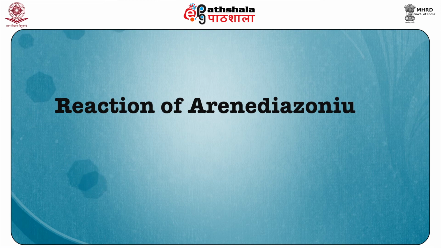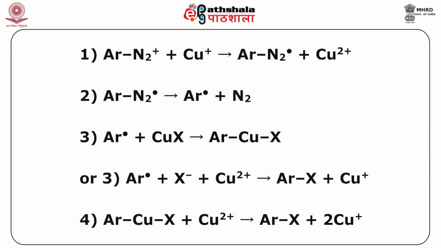Reactions of arene diazonium ions. The reactions between copper salts and arene diazonium ions are also believed to involve free radicals. In these reactions, the free radicals are generated in the first step by cuprous ion reduction of the diazonium ion. The cuprous ion is then regenerated in the final step as the product is formed.